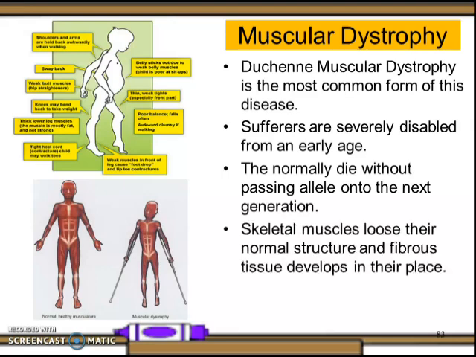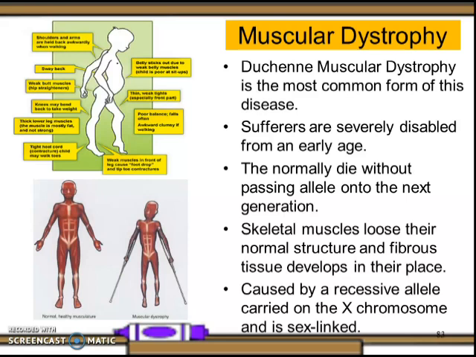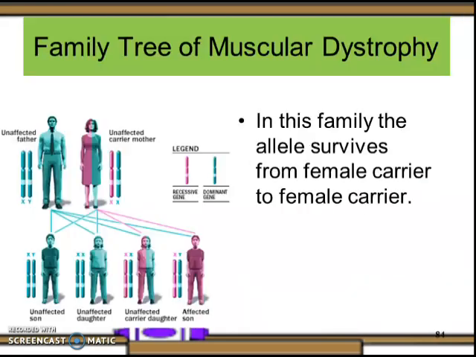Skeletal muscles lose their normal structure. Fibrous tissue develops in their place, caused by a recessive allele carried on the X chromosome and is sex-linked. In this family, the allele survives from female carrier to female carrier.